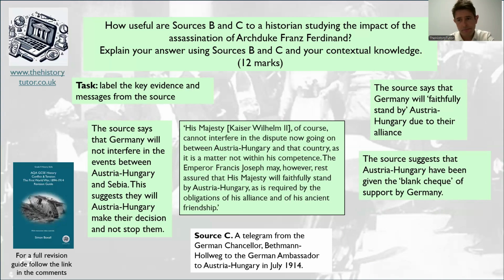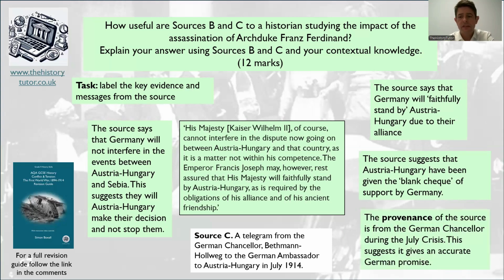So this suggests obviously maybe the blank check idea that Austria-Hungary can do as they like, Germany will support them. Then the provenance further supports this because the German Chancellor, now the German Chancellor is the Prime Minister, not like the Chancellor in the UK where they're in charge of money. In Germany, the Chancellor is the Prime Minister. So this clearly is one of the most significant people in the land of Germany and will understand the promise they've made to Austria-Hungary, that it means Austria-Hungary can basically do what they like and they will faithfully stand by.